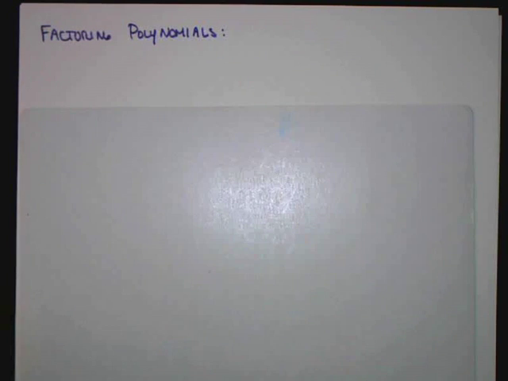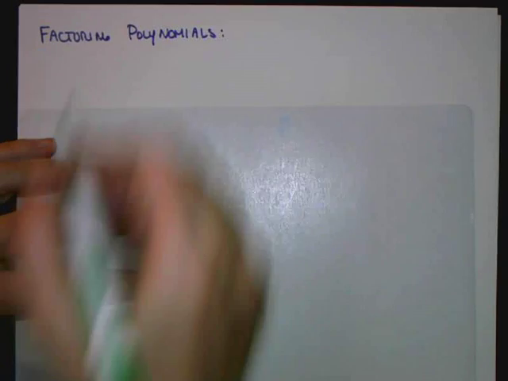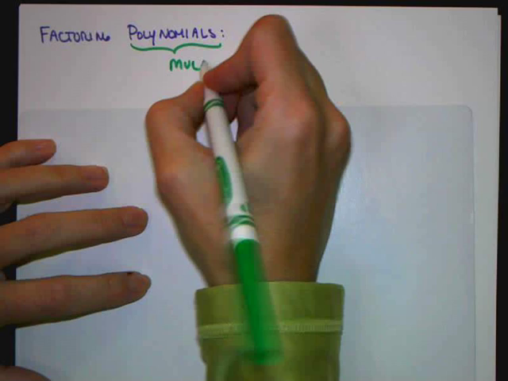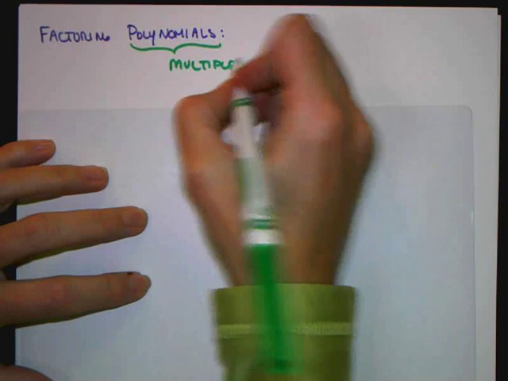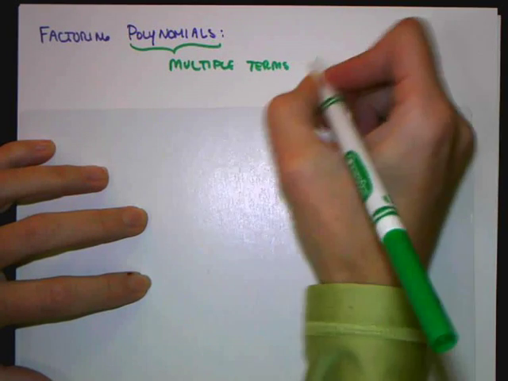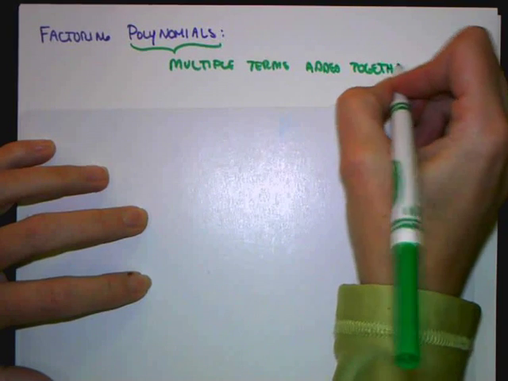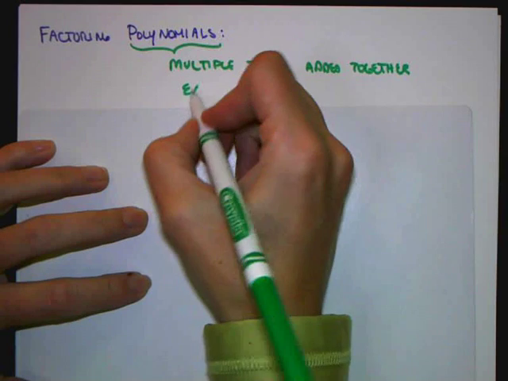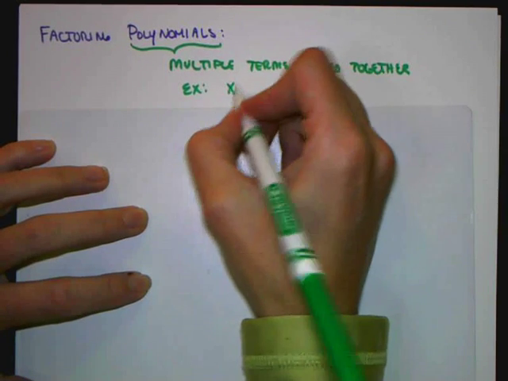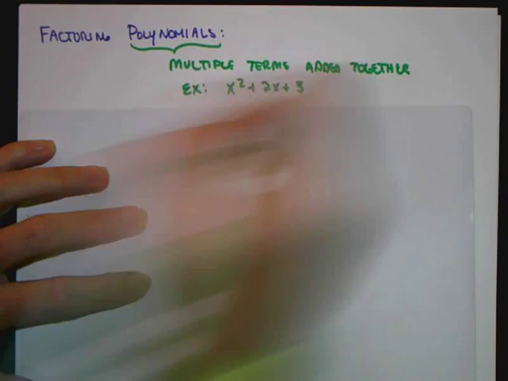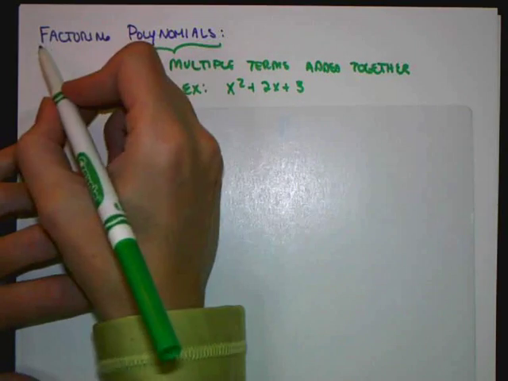In this section, we're going to practice factoring polynomials. It'll help us to remember what a polynomial is and what factoring means. Remember first that a polynomial has multiple terms added together. So an example of a polynomial would be x squared plus 2x plus 3. We have multiple different terms added together.